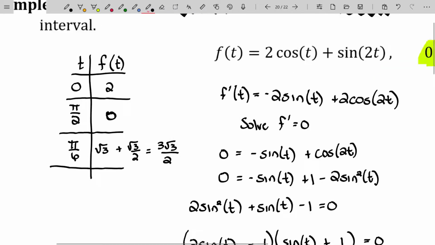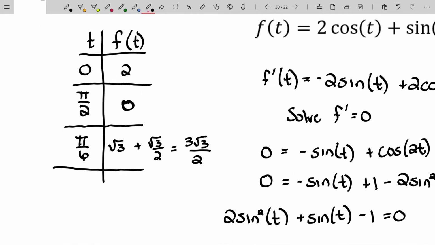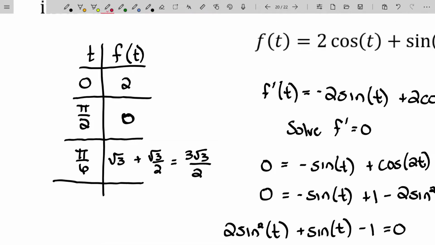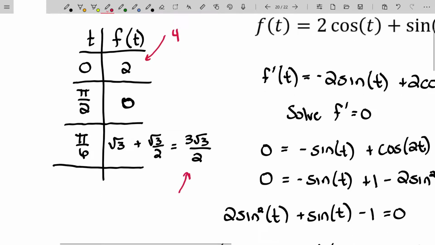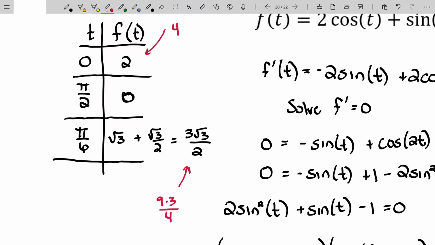And let's say that you don't have a calculator. How do you compare 2 to 3 root 3 over 2? Easy. Square them. Because they're greater than 1, when you square them, the larger will be the larger value. So the square of 2 is 4. The square of that would be 9 times 3 over 4, or 27/4, which is greater than 6, honestly. And so 3 root 3 over 2 is greater than 2. So this right here is our absolute max, and this is our absolute min.